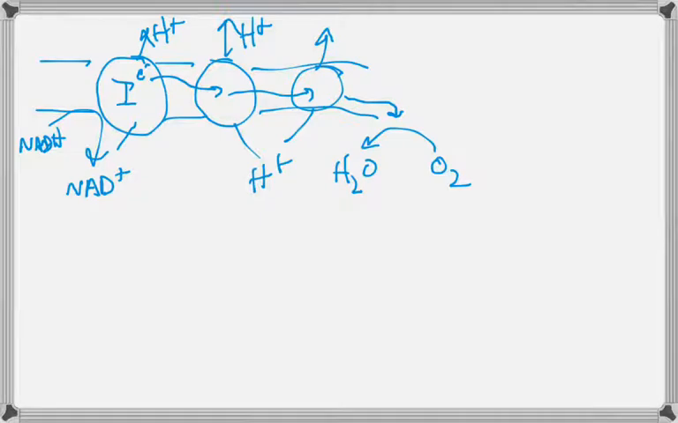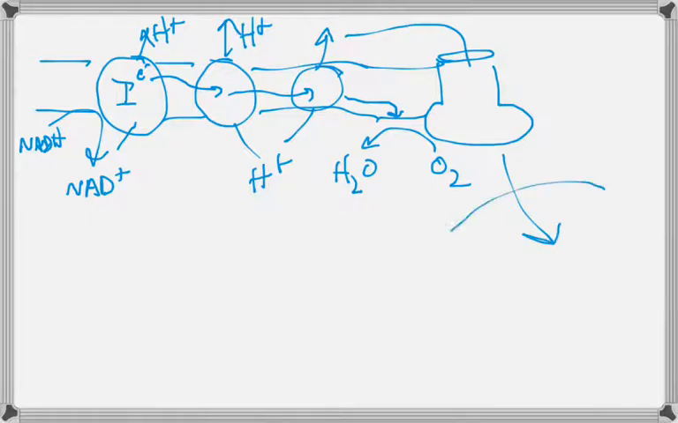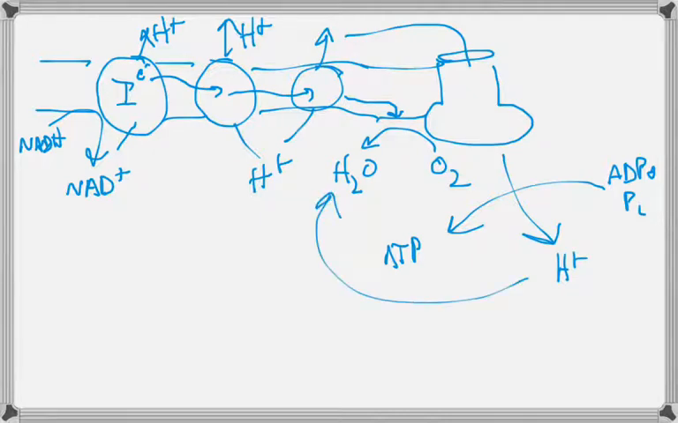And then what happens to those hydrogen ions? They move back through the ATP synthase, or the ATPase, exactly. So that's this little thing here. And as they're moving back through, ADP and phosphate form ATP. And some of those hydrogens are being used for this process here to form the water. Okay. So that's the general process.